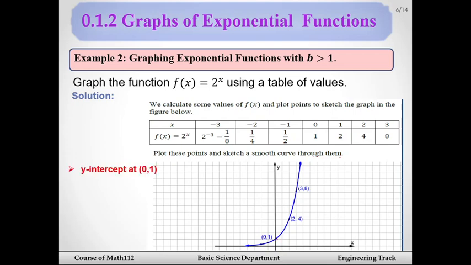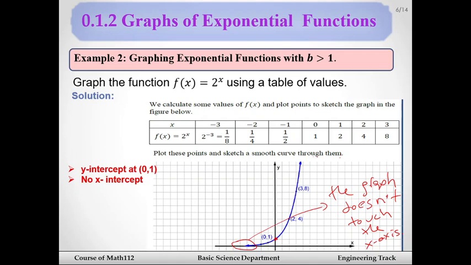First, the y-intercept is at (0, 1) for sure. There's no x-intercept here, so be careful about this part. The graph doesn't touch the x-axis. In this picture it looks like it's touching, but theoretically this never happens. It will get closer and closer, but it never gets to 0. So it will never touch the x-axis.